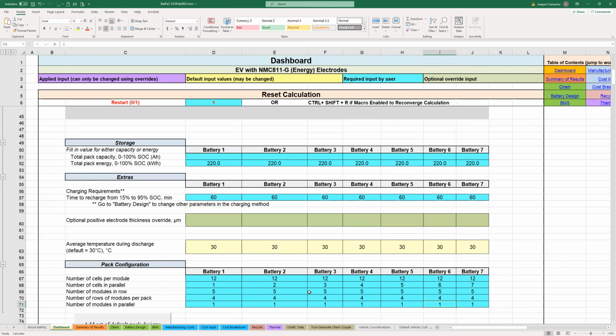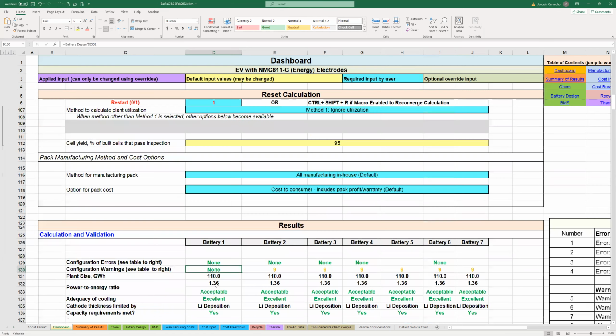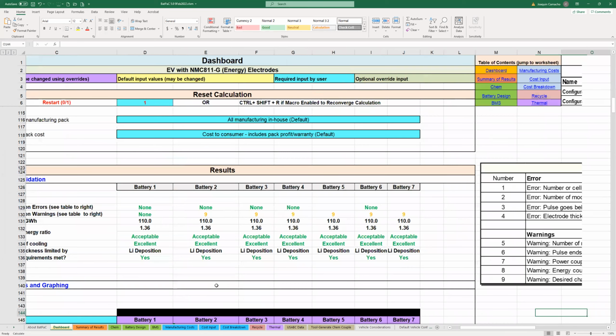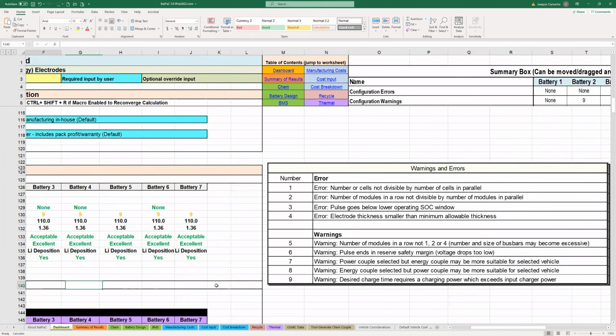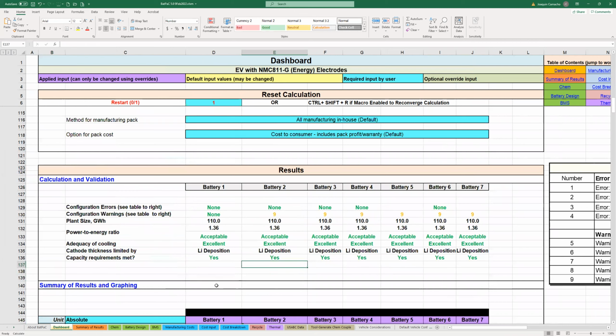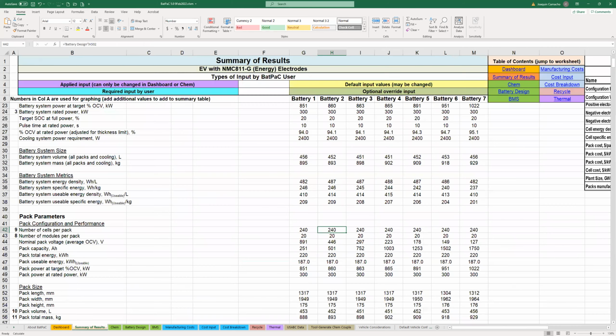Okay, so we set up this array so everything is the same. The only thing we're changing is the number of cells in parallel, and that should change the voltage. And so we did that. Let's go down and make sure that nothing crazy happened. They're all still green, except for the fact that you have a warning that you might not be able to get a fast enough charger. So that's warning number 9. It's just a warning, not an error.